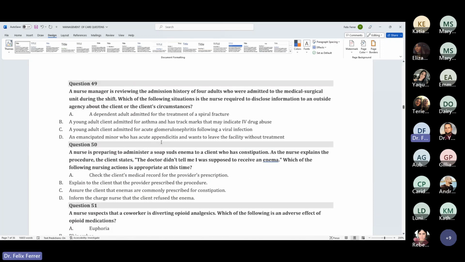A nurse manager is reviewing the admission history of 4 adults who were admitted to the medical-surgical unit during the shift. In which of the following situations is the nurse required to disclose information to an outside agency about the client or the client's circumstances? C, no. A young adult client admitted for an acute illness on a Friday following a viral infection. That is normal.